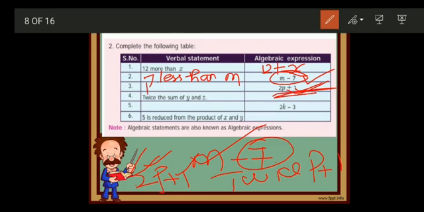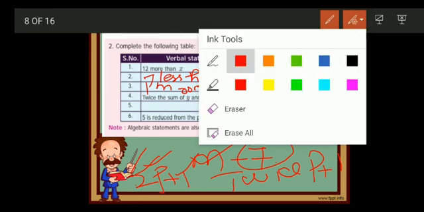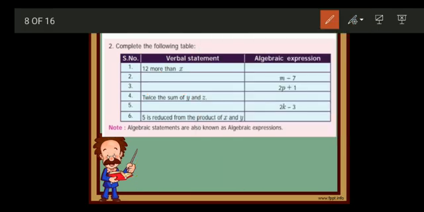Okay. 1 more than. You can write 1 more than 2 times of p, or simply you can write 1 more than twice the p. Okay, write neatly. Here I couldn't write properly. So this is 1 more than twice the p, or 1 more than 2 times of p.